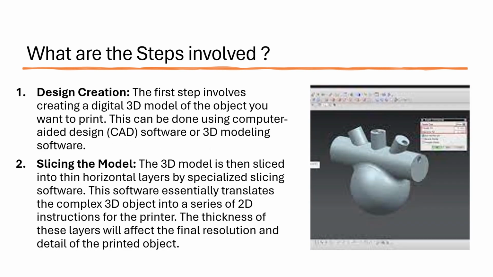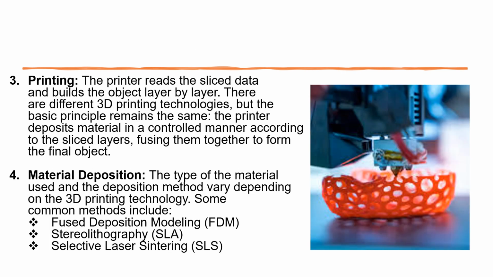So now the steps involved in 3D printing. The first step in 3D printing is designing the object you want to print as a digital 3D model. This can be accomplished using specialized software such as computer-aided design or 3D modeling software. Once the design is complete, the 3D model is sliced into thin horizontal layers using slicing software. These layers are like virtual cross-sections of the object and serve as instructions for the printer. The thickness of these layers impacts the final resolution and detail of the printed object.